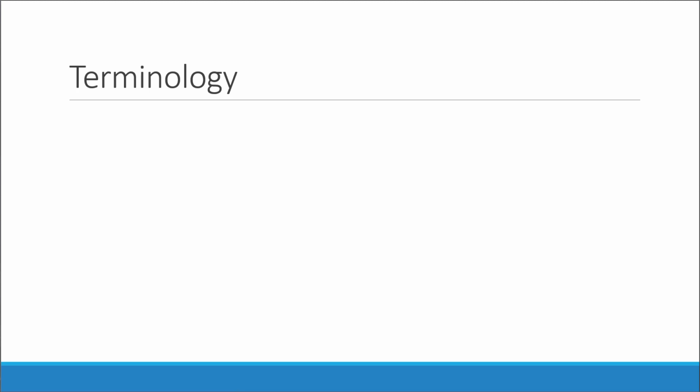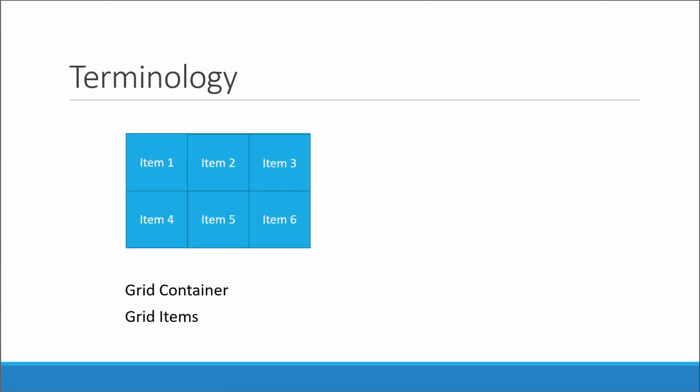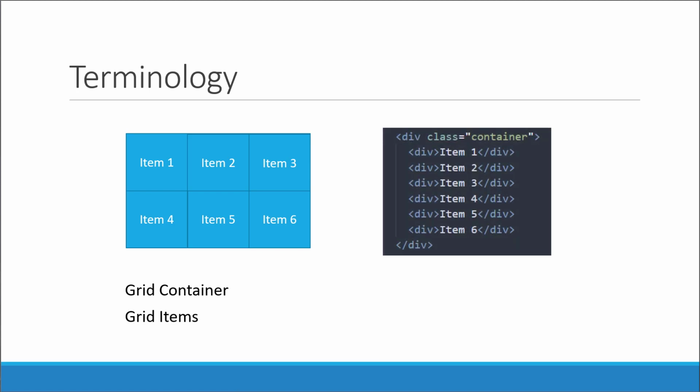When we talk about CSS Grid, we mainly have two entities: a parent container, which we term as the grid container, and the immediate children elements, which we term as grid items. If you look at the sample HTML, the parent div is the grid container, and all the children divs are the grid items. Very important to keep this in mind.